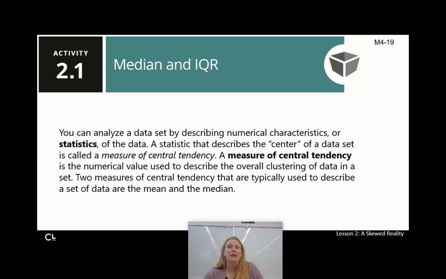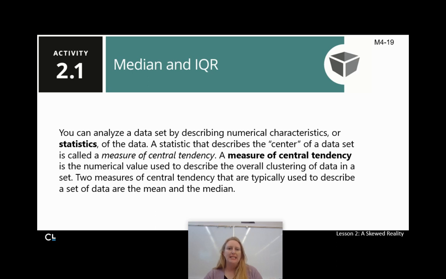Lesson 4.1.2a. So we're doing module 4, topic 1, lesson 2, and we're doing the first day of it. We're going to do activities 2.1 and 2.2 today, and we're going to start just by talking about how we analyze data. We're on page 4, M4-19, if you're curious where we are.